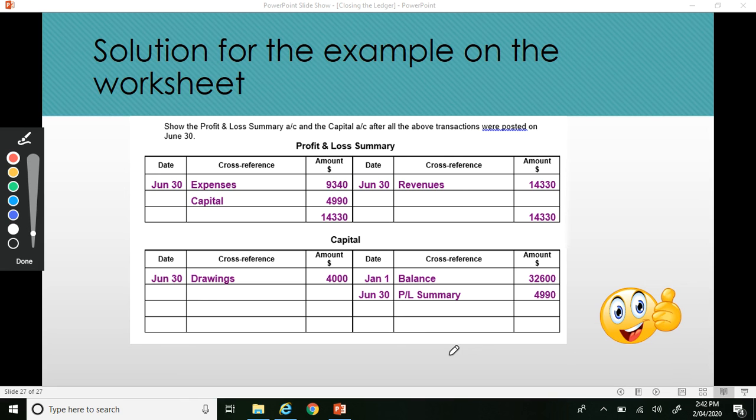All right, so hopefully that has helped you understand the closing process. Pretty straightforward. Just remember the 4 steps, do them in a logical sequence, and you shouldn't have any difficulty. And make sure you practice a couple of exercises that have a net loss as well.